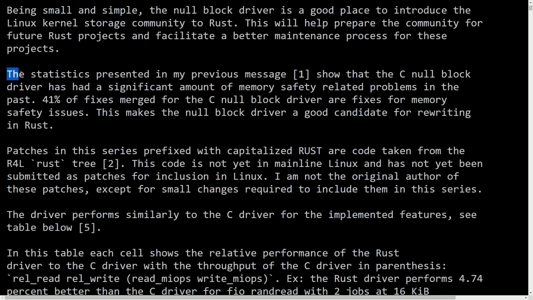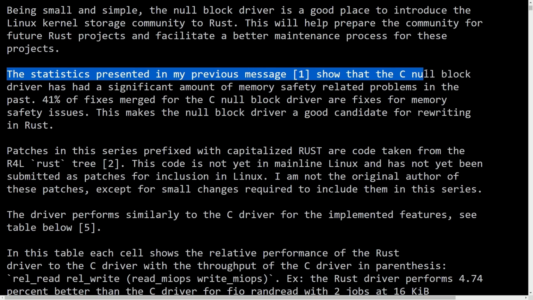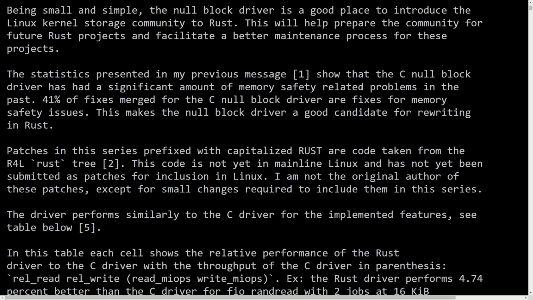Now to the statistics presented in the previous message show that the C null block driver has had a significant amount of memory safety problems. Again, these are use case scenarios where Rust will shine. In the past, 41% of fixes merged for the C null block driver are fixes for memory safety issues. This makes the null block driver a good candidate for rewriting in Rust. And these series of patches have actually given us the first initial commit and basic layout of the null block driver rewritten from C into Rust.